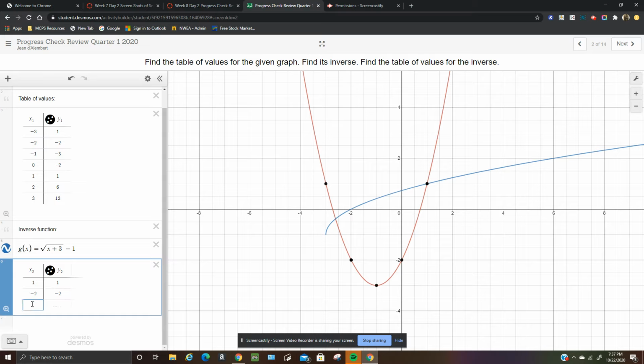And then negative 2, 0. That's on there. So I just want the points that are on the top half of the inverse parabola there. And 1, 1 I already got. 6, 2.